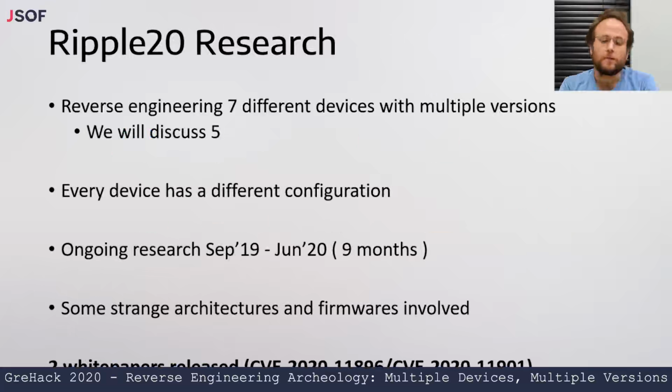The research itself took something like 9 months with varying intensities and was conducted from the end of 2019 into the beginning of 2020, with the public disclosure in June of 2020. In total, we reverse engineered 7 different devices before the publication date, before the disclosure. We've reverse engineered additional devices since. Some of the devices we reverse engineered in multiple versions. We'll be discussing 5 of these devices today, just due to time limitations and some of the devices being less interesting. You'll see we encountered some pretty strange architectures, firmwares, and operating systems.